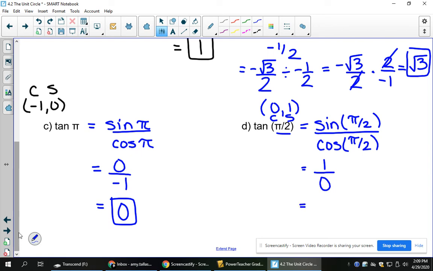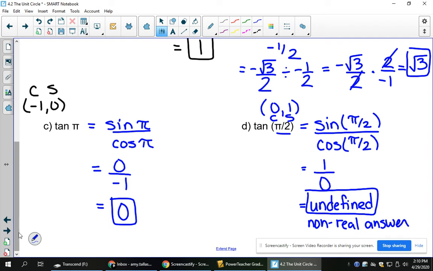So we have to write the appropriate word. We can't just stop there. You need to communicate with the person that's reading your work that you know that this gives you an error on your calculator. What is the word that tells the reader that this is not allowed in math? Undefined. This is a number that's undefined. You can also say non-real answer, but I like undefined. It's one word, simple, easy to remember.